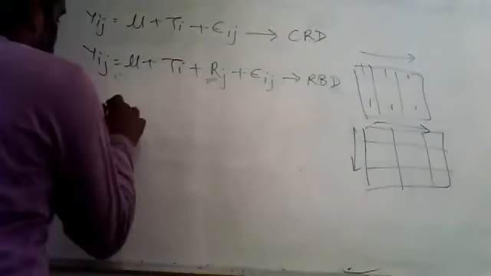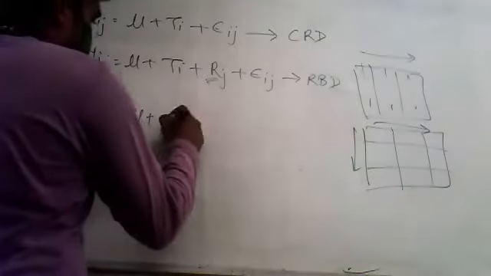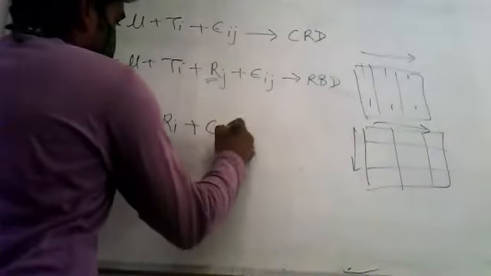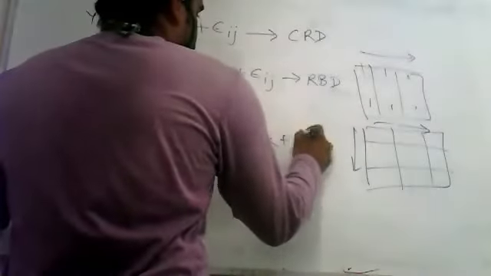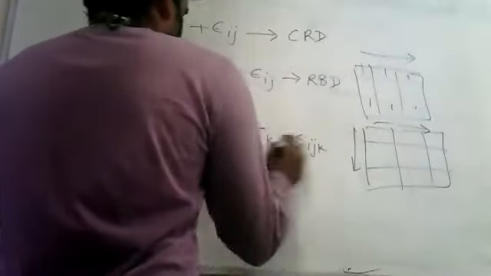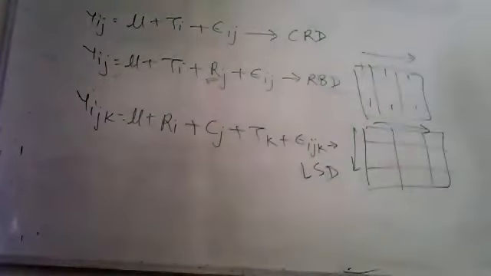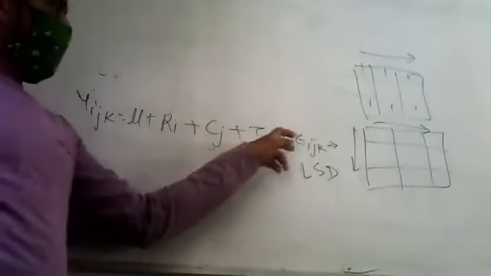So it is Yijk is equal to mu plus Ri plus Cj, कॉलम ऐड किए, प्लस Tk plus epsilon ijk. This is the model for the LSD design. What is the model for the LSD design? Yijk is equal to mu plus Ri plus Cj plus Tk plus epsilon ijk.